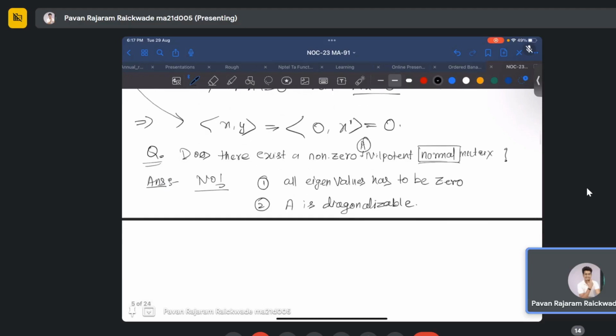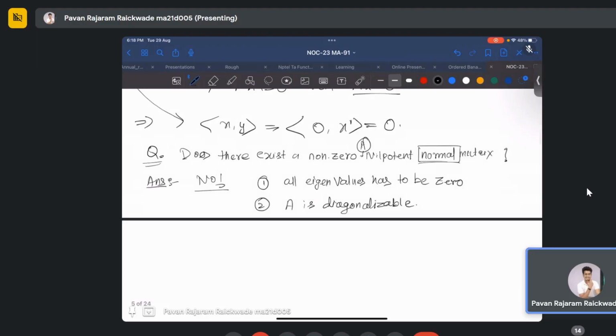Then try to show how we can get A as zero. How can we prove A as the only diagonalizable nilpotent matrix? A nilpotent matrix is only the zero matrix. Yes, but how will you prove that? Mathematically you have to be precise, right?